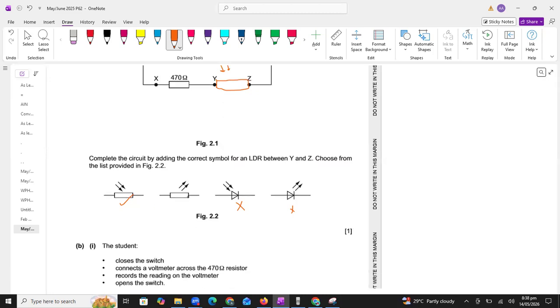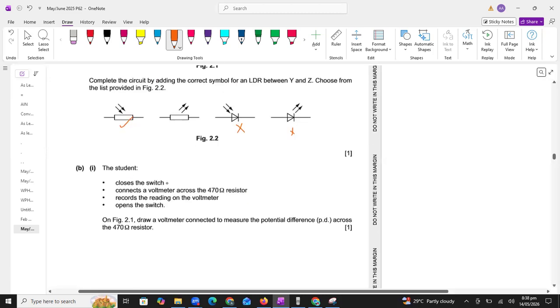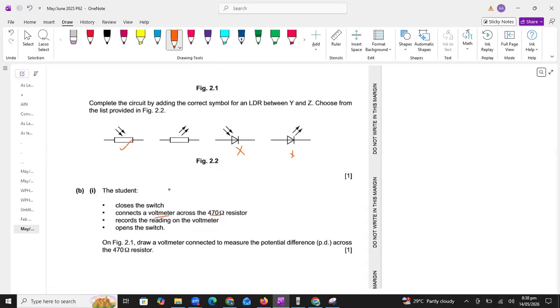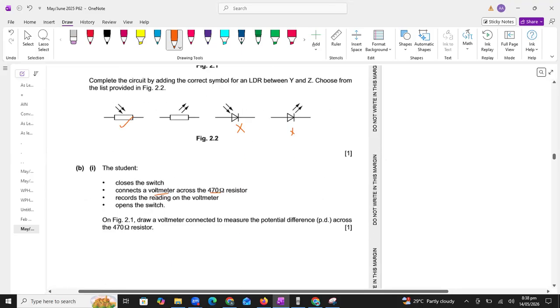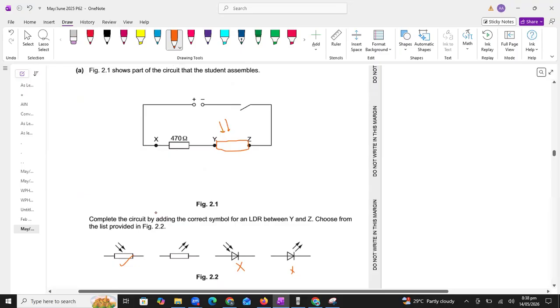Now in the next part, they are saying the student closes the switch, connects a voltmeter across the 470 ohm resistor. So student is connecting the voltmeter across this fixed resistor 470 ohm. Record the reading on the voltmeter, then opens the switch. Figure 2.1. On figure 2.1, draw a voltmeter connected to measure the potential difference across the 470 ohm resistor. So it's a very easy question, students. We know that a voltmeter is always connected in parallel combination with the component. So what I will do, students, I will connect one voltmeter in parallel combination with this 470 ohm resistor.